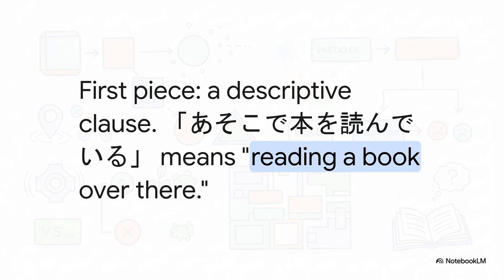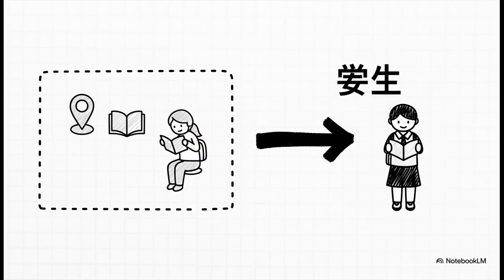Look at this first chunk. Asoko de hon o yondeiru. Hey, we know those. We see the location particle de for over there, and we see the verb yondeiru. That's the te form for is reading. Easy enough. Now here's one of the awesome things about Japanese.